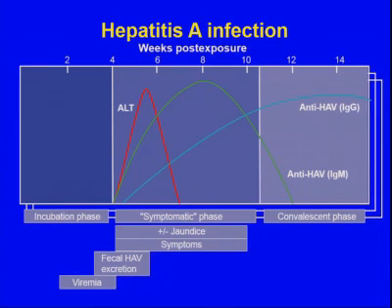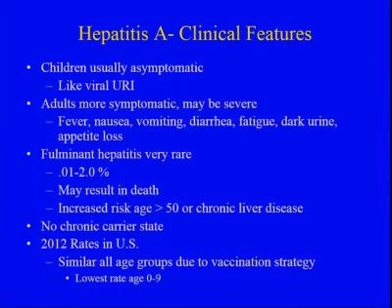And we'll have a few of these types of slides, but this is the incubation phase. This is when you're viremic and you're excreting it, but it's before you're symptomatic, before you have an increase in your transaminases. Ultimately, when you become IgG positive for this, you are immune, but this is the issue right here. You're contagious prior to developing any symptoms, and that's why there are epidemic outbreaks.